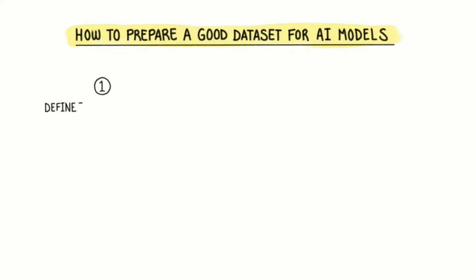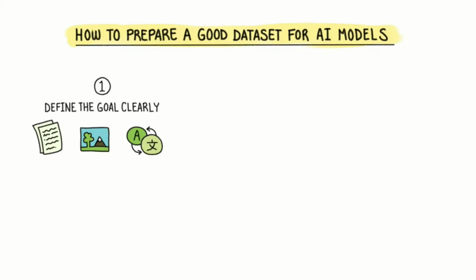1. Define the goal clearly. Before collecting any data, ask yourself this question: what do you want the model to do? Example: generate text, classify images, or translate a language, and think about the kind of output you want. Say, if you're building a Spanish to English translator, your dataset should have pairs of Spanish and English sentences.